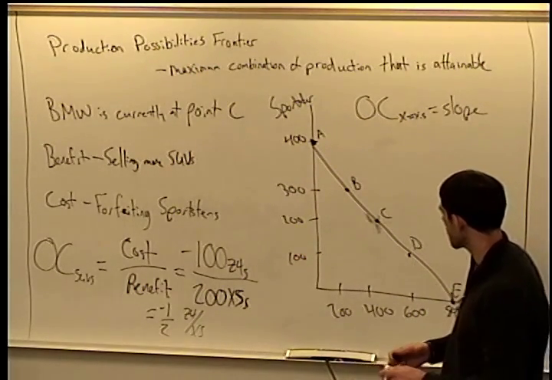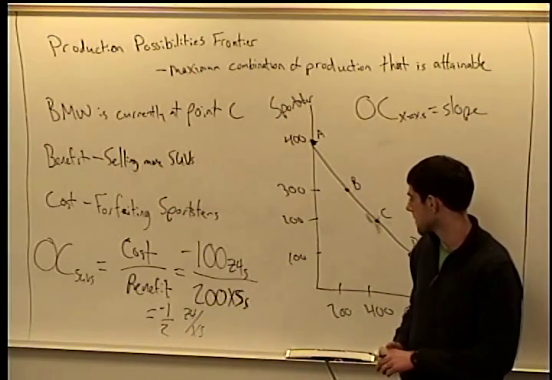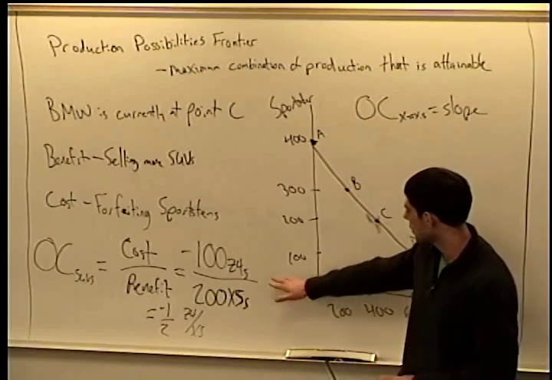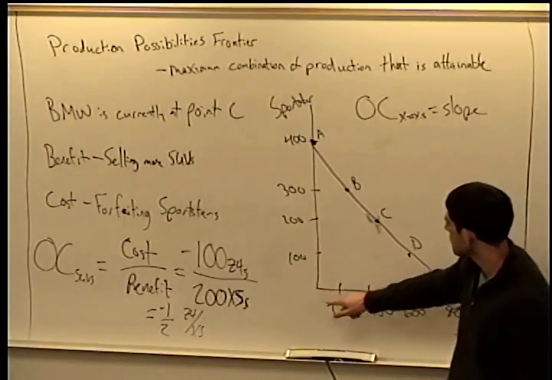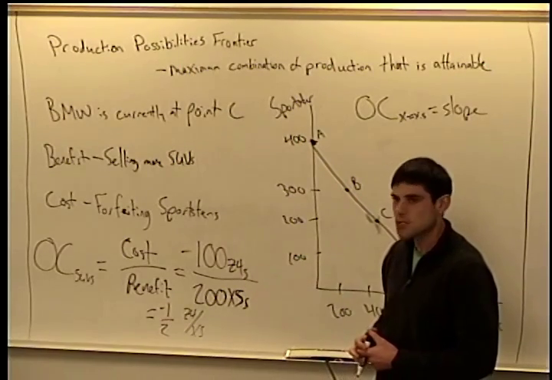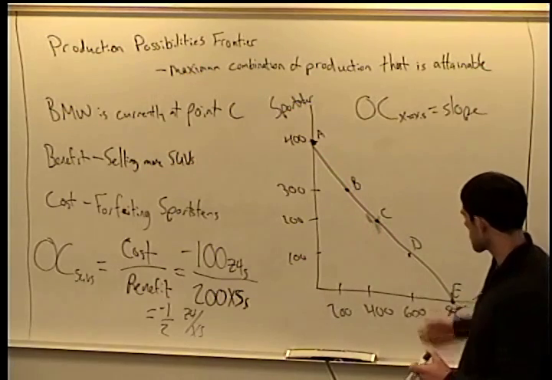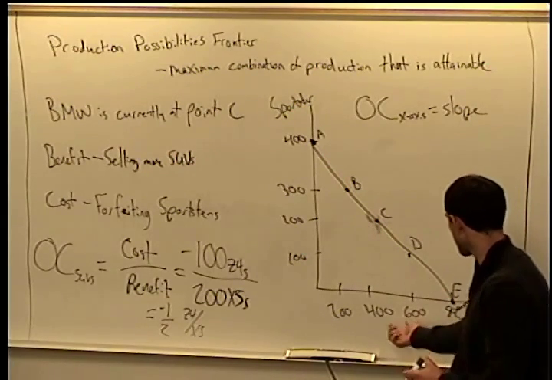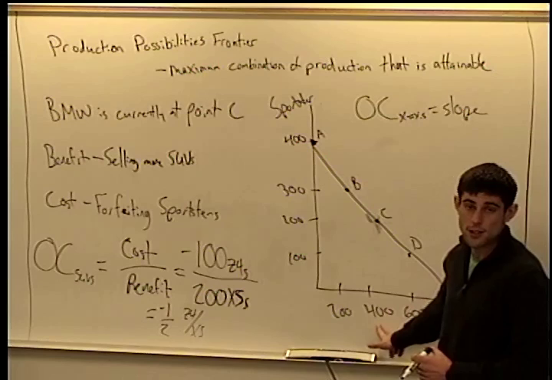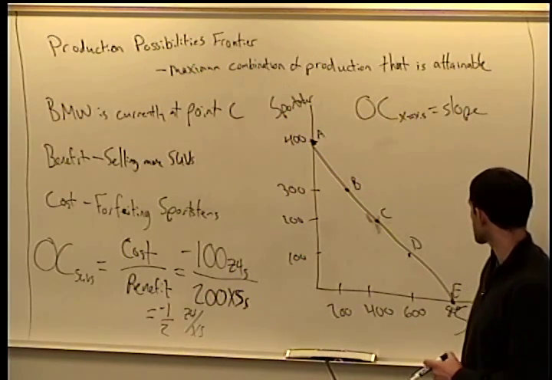And in this case, we could easily find it by taking the reciprocal of what we just did. So notice how if we went from C to D, we gained 200 X5s, but we had to lose 100 Z4s. Now, if we wanted to go from D to C, we would go from 600 SUVs to 400 SUVs. So we would forfeit 200 SUVs.